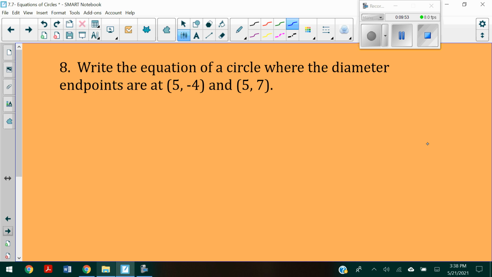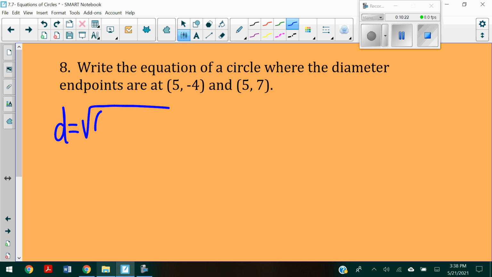Now, last problem here, we are given 2 points. These 2 points are the endpoints of the diameter of my circle. So usually we need the center and the radius. The center, we're going to find in a minute. First, we're going to find the radius. So I can find the length of my diameter and then divide it by 2 to find the length of my radius. So that's what we're going to do.